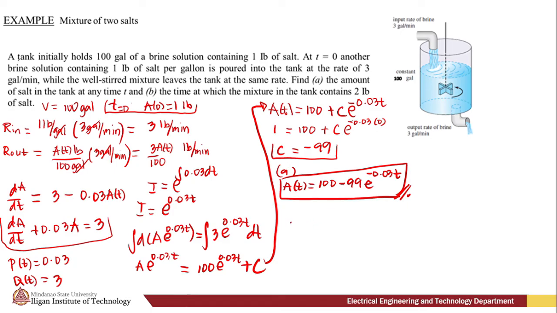So the next question is, find the time at which the mixture in the tank contains 2 pounds of salt. So we have the amount of substance is 2 pounds of salt, then 2 equals 100 minus 99 e raised to negative 0.03 t. So what we are looking for is the value of t. Simplifying this, we have e raised to negative 0.03 t is equal to 2 minus 100 is 98.